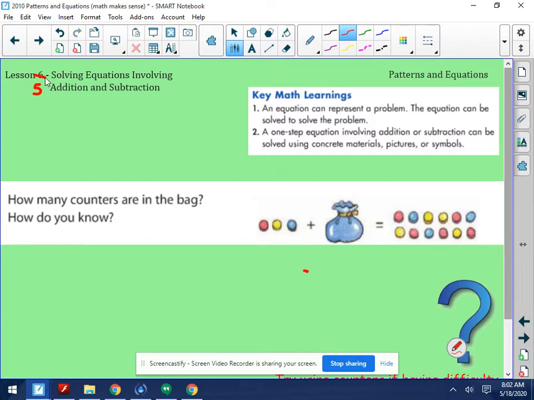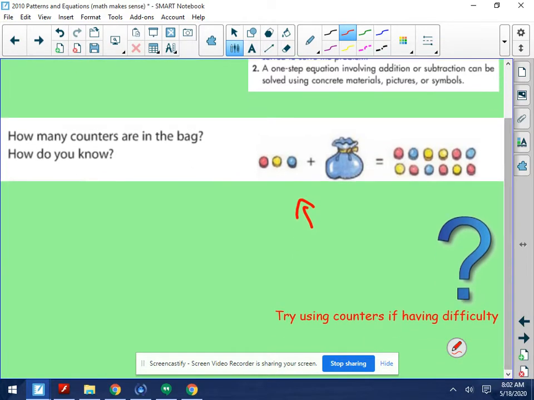Here's our warm-up question right here. How many counters are in the bag and how do you know? So we've got three counters plus the bag. Now this bag here, we'll call that our variable B. Three counters plus the counters in the bag, plus B, will equal 1, 2, 3, 4, 5, 6, 7, 8, 9, 10, 11, 12. Will equal 12 counters. So you have to then come up with, what does B equal?